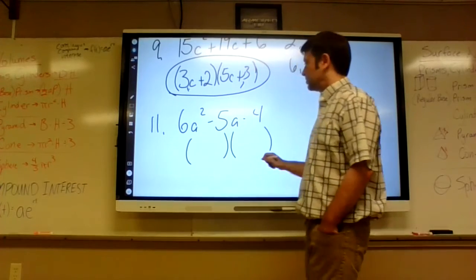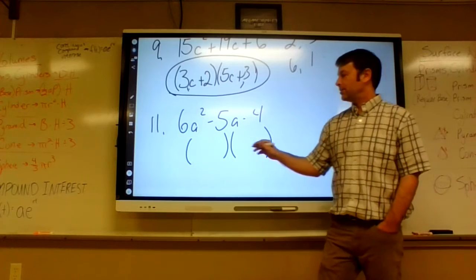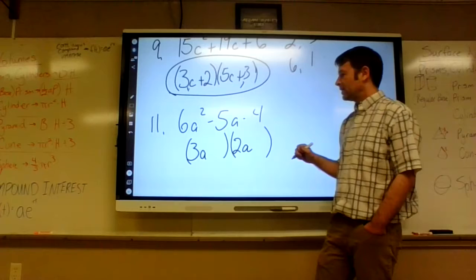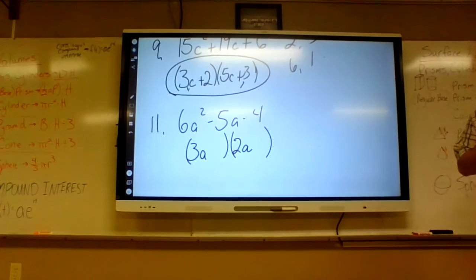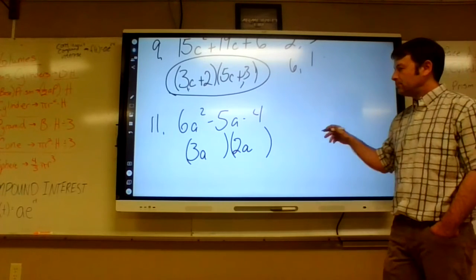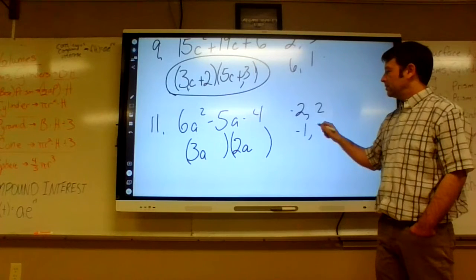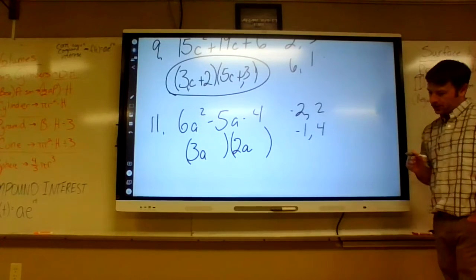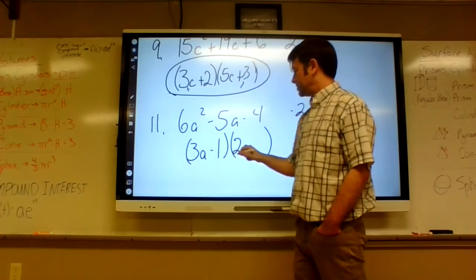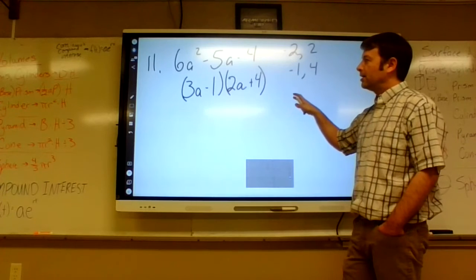Are we your favorite class? Absolutely. How's this going to start? 3 and 2. Probably. Okay. How's it going to end? What goes into negative 4? 2 and negative 2, or negative 2 and 2, or negative 1 and 4. Okay, which one do you guys want to try? Negative 1 and 4. Let's see if we have any better luck this time.